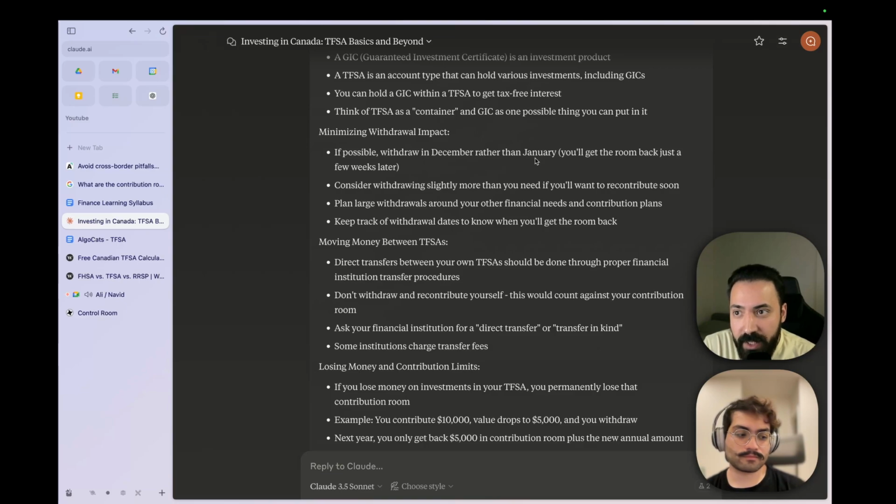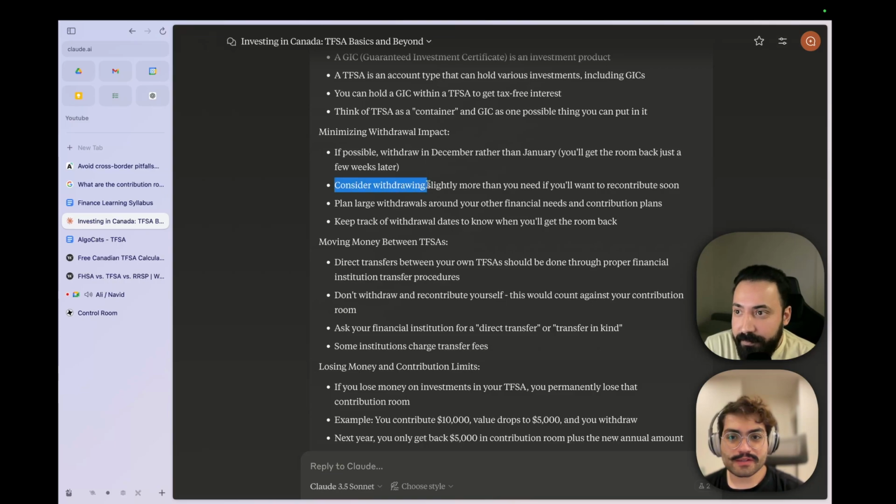So if you want to withdraw, usually people do withdrawals in December because it's going to be shorter for them to get their contribution room back. It's going to be a month instead of 12 months. So that's why it is advised to withdraw in December so that you can get your contribution room back in a month.